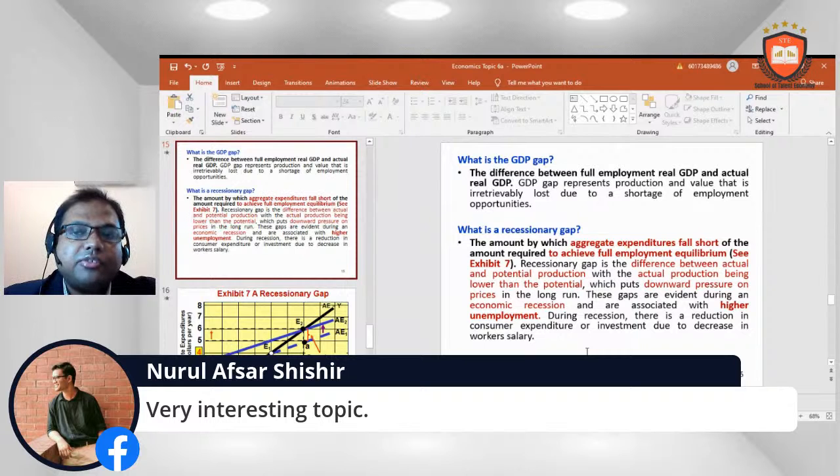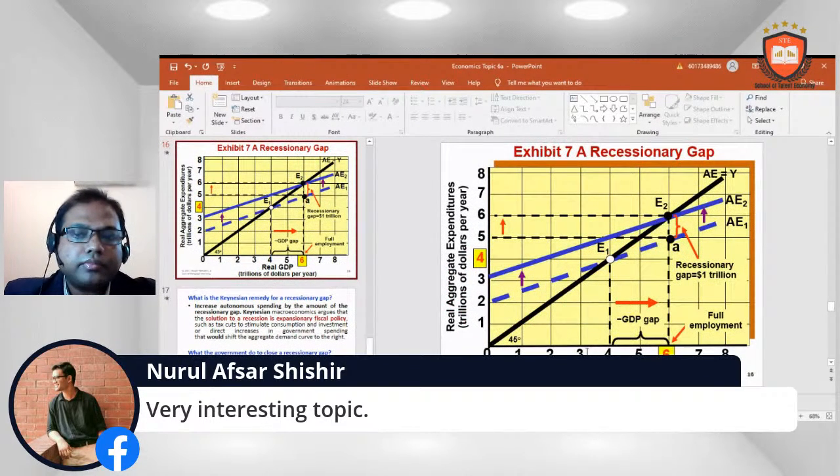The recessionary gap is the difference between actual and potential production, with actual production being lower than potential, which puts downward pressure on prices in the long run. This gap is evidenced during an economic recession and is associated with higher unemployment. During a recession, there is a reduction in consumer expenditure or investment due to a decrease in workers' salaries.